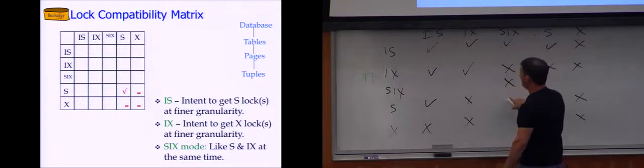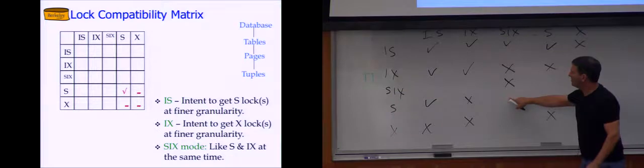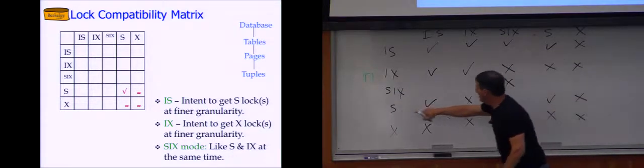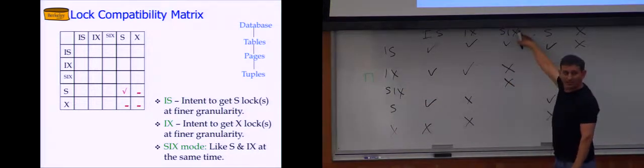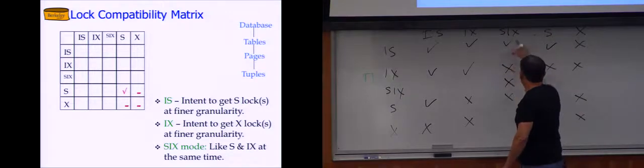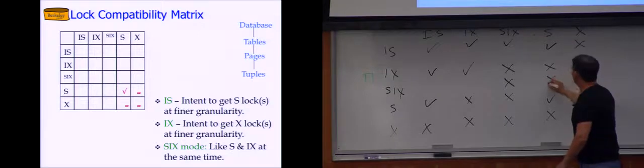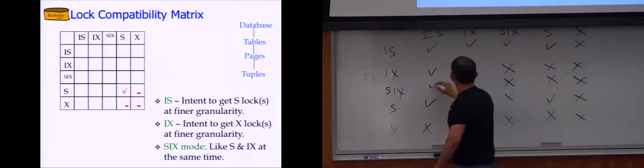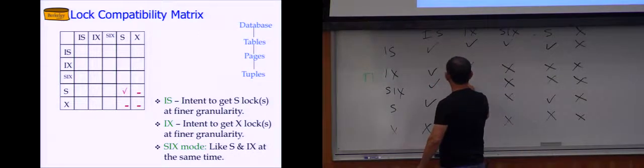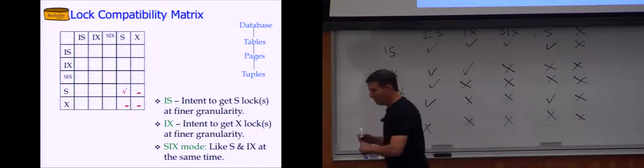SIX and S we did already, didn't we, or did we? We didn't. SIX and S, are they compatible? They're not, because this guy's S conflicts with my IX, right? And then SIX and X certainly aren't compatible. Okay, so check and no. I think we have our compatibility table.